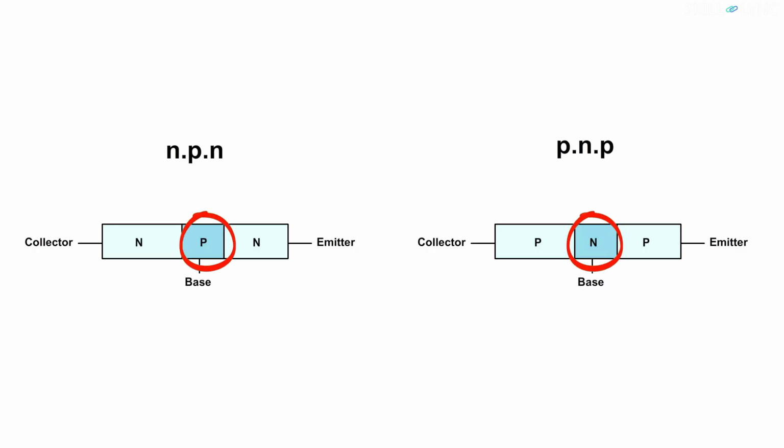The base region is thinner when compared to the emitter and collector junctions and is lightly doped. This is to facilitate the easy flow of charges. Since this region is lightly doped, they offer very less electrical resistance.